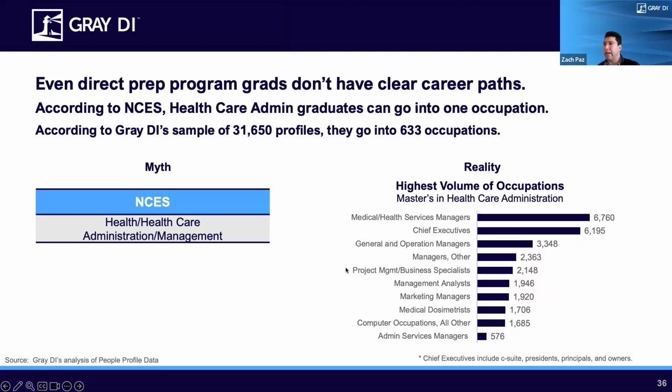Another example here is looking at healthcare administration graduates. This is at the master's level. I know this isn't an accredited professional program necessarily, but you would think that if you're getting a master's in healthcare administration, you might go in to be a healthcare manager. And in some cases that is, but not always. And they go into 633 different occupations. We do have health services managers at the top, so that's good. We do have executives, which could also be in the healthcare space. Managers also could be in the healthcare space, but we have management analysts, marketing managers, computer occupations, and admin services and managers. So again, these other occupations might be relevant, or it may not be directly linked, but they're going to be relevant, and you should be looking at the data for these occupations as well.